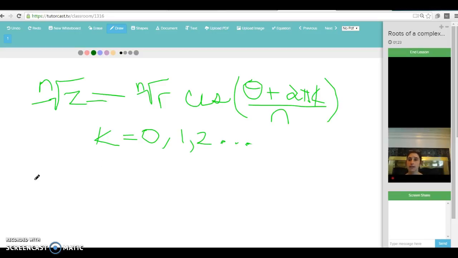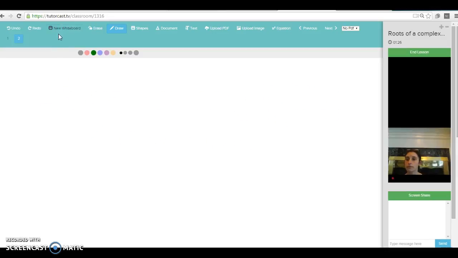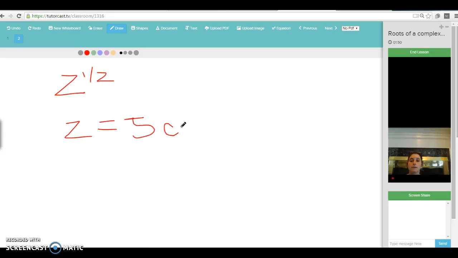All right, so let's take a look at an example problem. And the problem that I'm going to choose is going to be the square roots. Let's see, z to the 1/2 of my number z will be 5 cis pi over 2. There we go. So the first step is going to be to take the square root of 5.